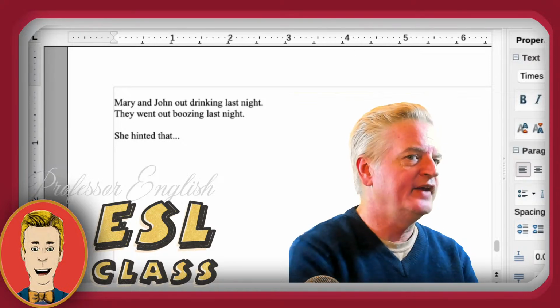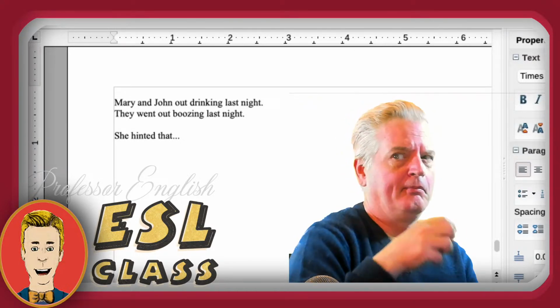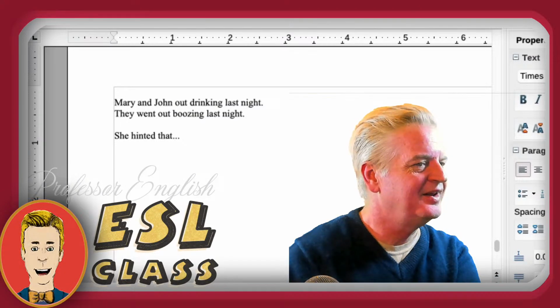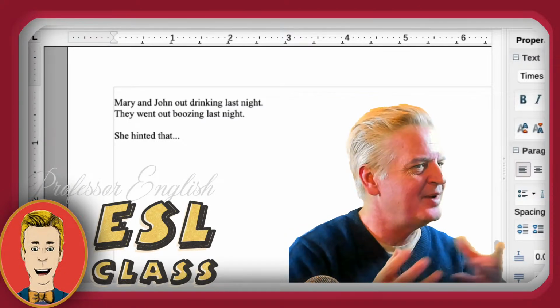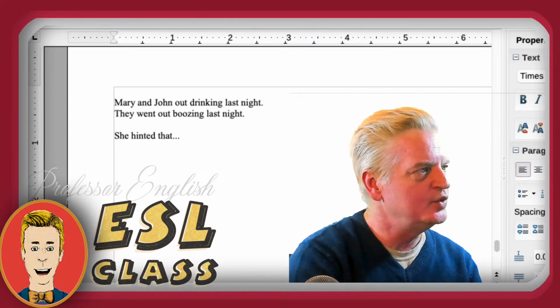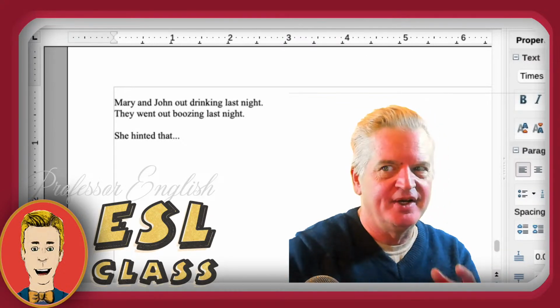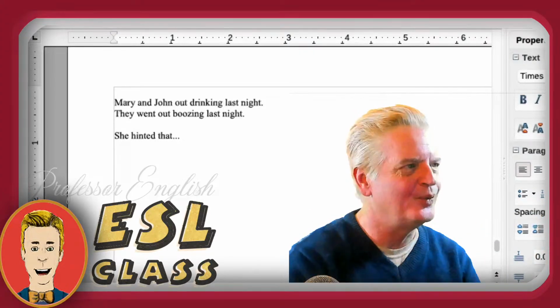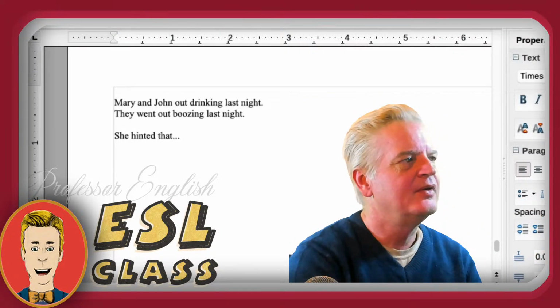So what if I go like this? Hey, psst. That's kind of hinting. I'm not saying that they were drinking, but I'm moving my body. I'm indicating it in a different way. And this is how you could use hint as a verb, when somebody is using their body to indicate something because they don't want to say the words.